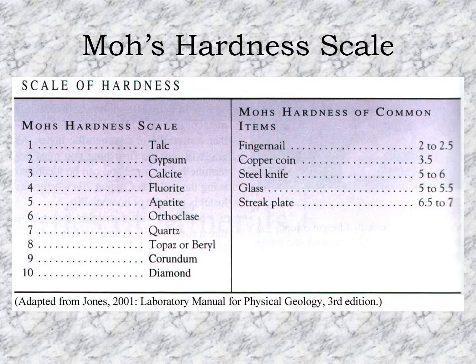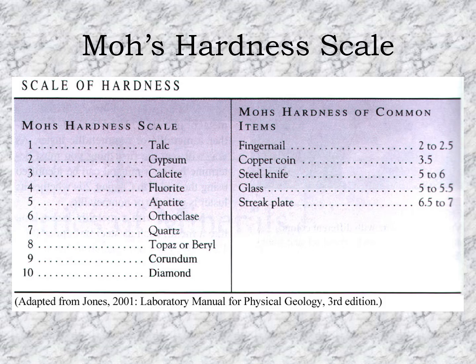So first, here is the Mohs hardness scale. The softest mineral is talc. 2 is gypsum. 3 is calcite. 4 is fluorite. 5 is apatite. 6 is orthoclase. Quartz for number 7. Topaz or beryl for number 8. Corundum for 9. And number 10, the hardest mineral, is diamond.